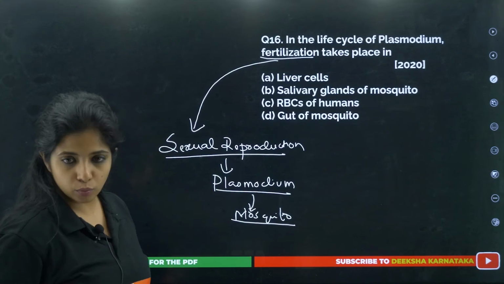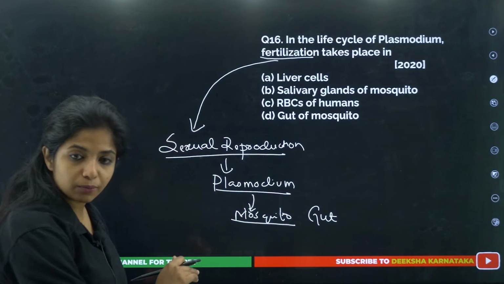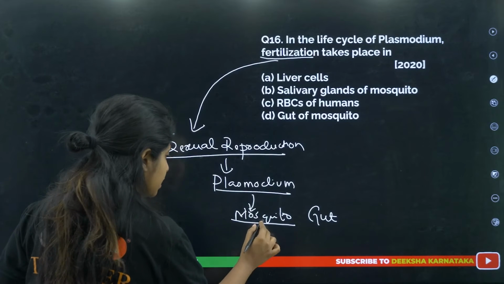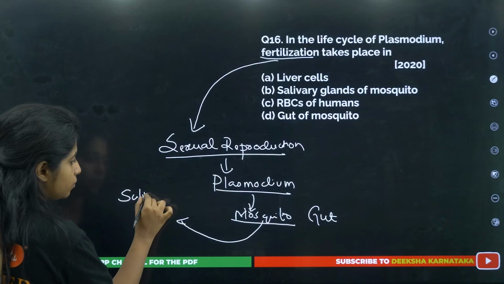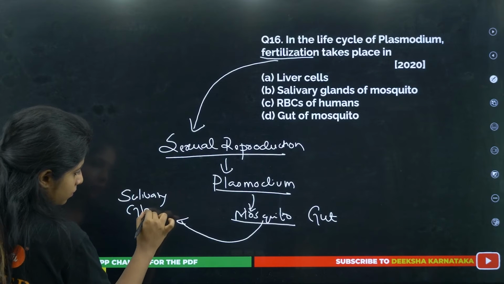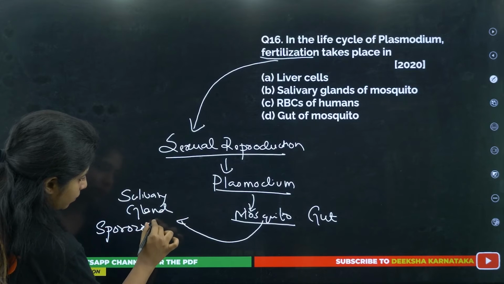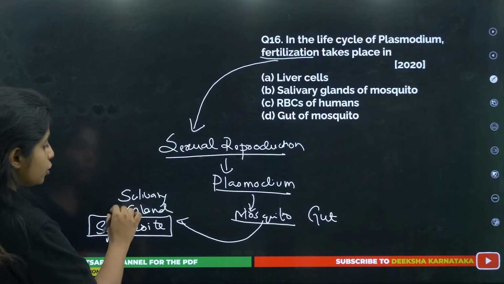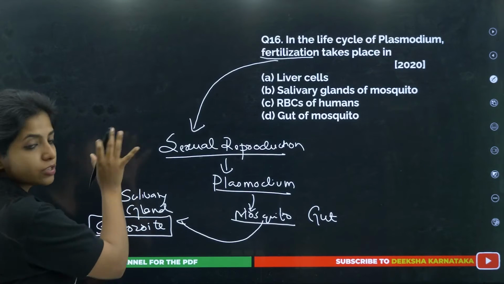So in the mosquito's gut, basically the gametes are produced and they fuse, okay, and they form something else at the end. From the gut, things move to the salivary gland of the mosquito. And what stage is it? It is known as sporozoite stage. You call it sporozoite stage. Now in the sporozoite stage, what happens? It will bite us and it will give us this sporozoite.